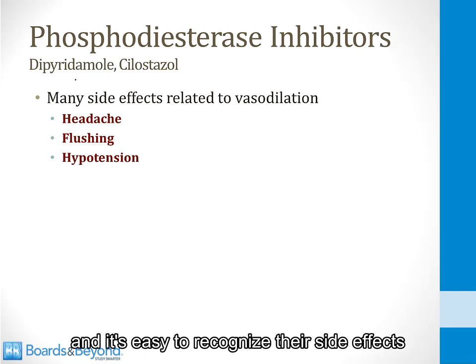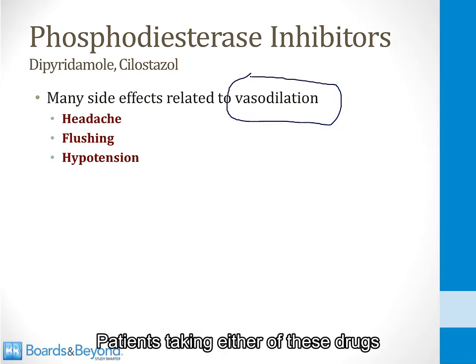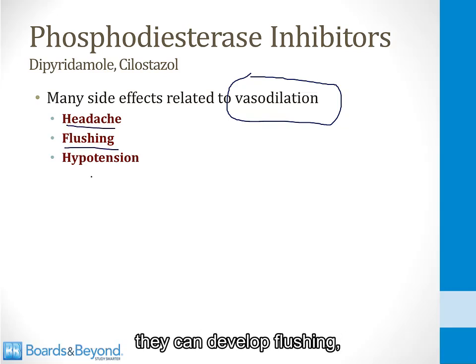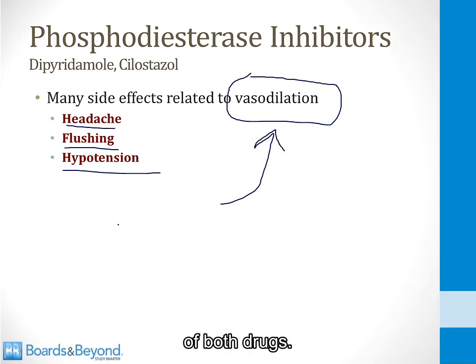If you can remember that the two drugs in this class have vasodilation properties, then it's easy to recognize their side effects because many of the side effects are related to vasodilation. Patients taking either of these drugs can develop a headache from meningeal vasodilation, they can develop flushing, and they can also develop hypotension. All of this is related to the vasodilation effects of both drugs.